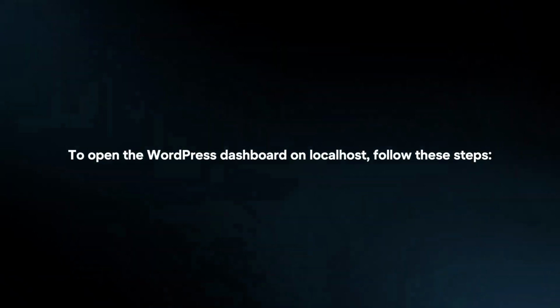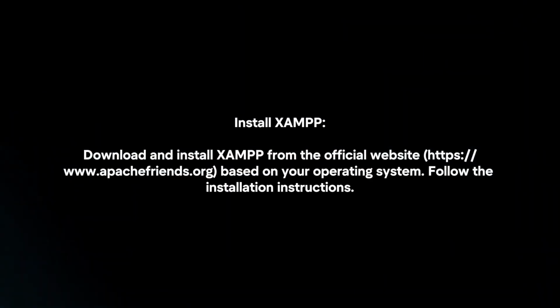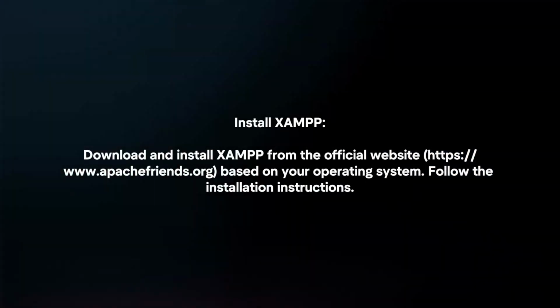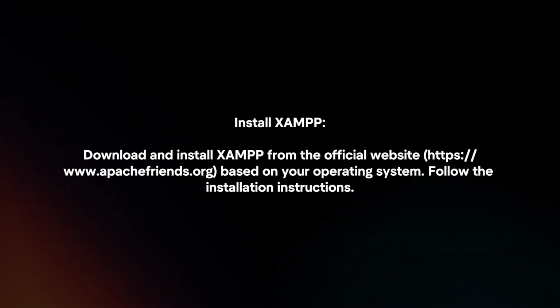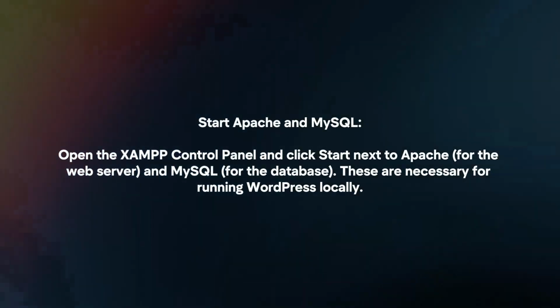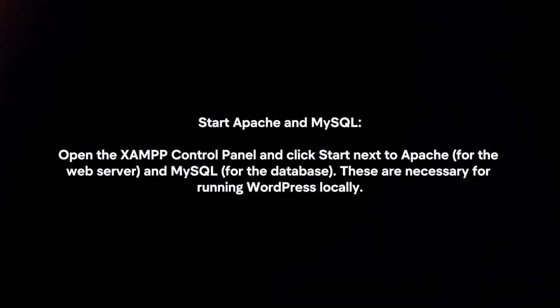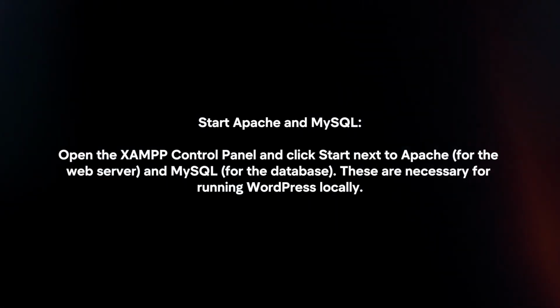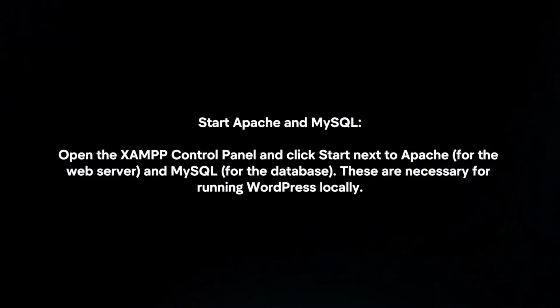To open the WordPress dashboard on localhost, follow these steps. Install XAMPP. Download and install XAMPP from the official website based on your operating system. Follow the installation instructions. Start Apache and MySQL. Open the XAMPP control panel and click Start next to Apache and MySQL. These are necessary for running WordPress locally.